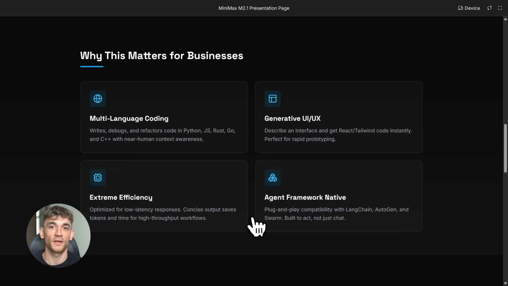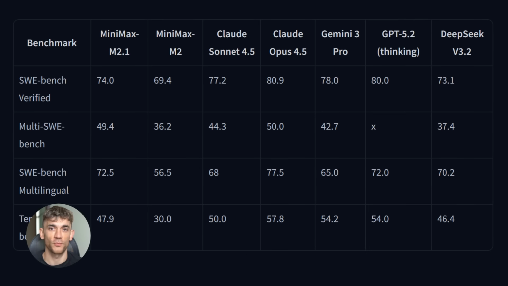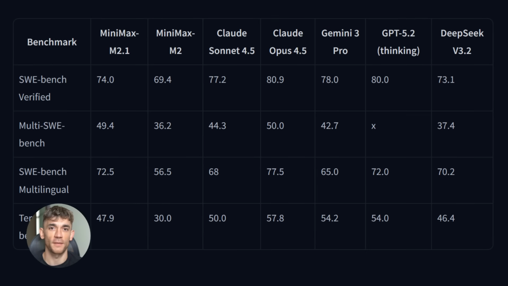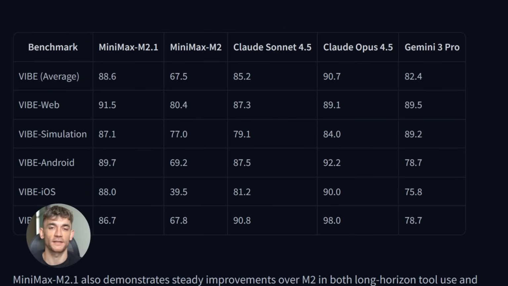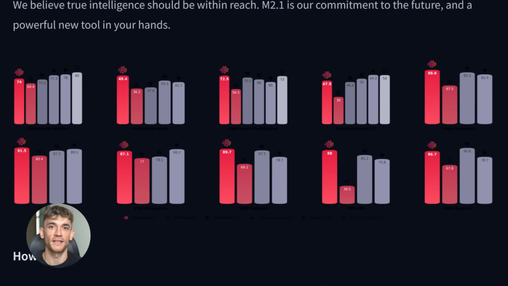Let me show you the benchmarks because this is where it gets crazy. On the Otter multilingual test, M2.1 scored 72.5%. On the Vibe benchmark for building web apps, mobile apps, and backends, it hit 88.6% overall. And on web development specifically, it scored 91.5%. That's better than Claude Sonnet 4.5 and Gemini 2 Pro. This open source model just beat the top commercial models. Let that sink in for a second.